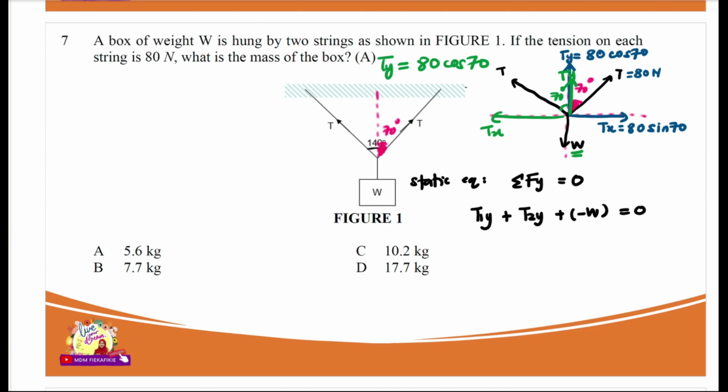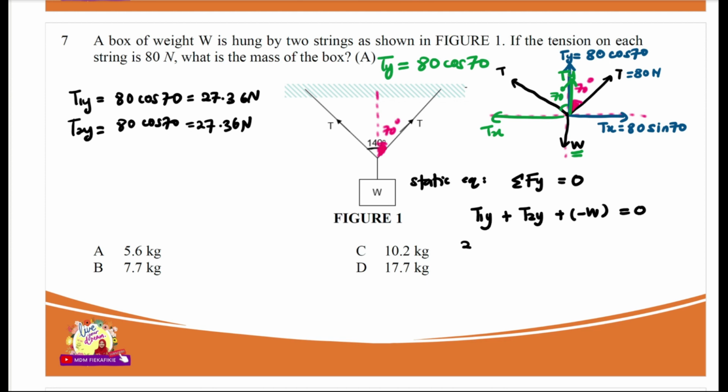Boleh ya? Okay. And then T1y and T2y kita perlu kira lah, di mana T1y is equal to 80 cos 70. T2y pun sama juga 80 cos 70. Okay, dan kedua-dua ni nilainya adalah 27.36 Newton. Okay, so kita tuliskan dekat sini. Okay, so masukkan nilai dia dekat sini. So we're gonna have 27.36 plus 27.36 equal to mg. So soalan minta kita cari mass.